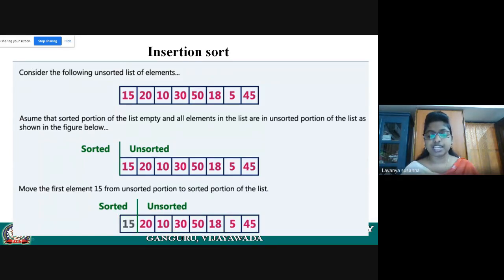Completed? Shall I move to the next slide, students? Okay. Maintain two lists. The given elements belong to the unsorted list. Now, what is the first element? 15. Move it to the sorted list. Okay, next slide. Please note down all these things.